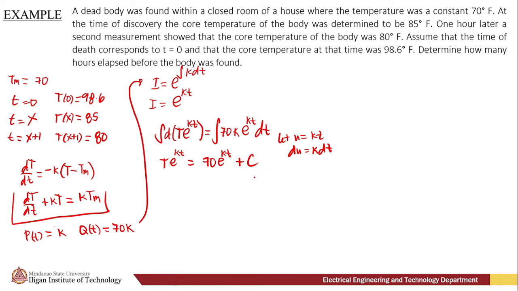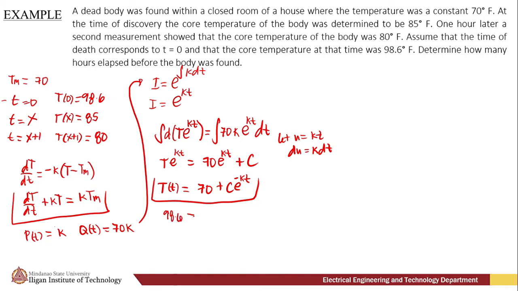Dividing the whole equation by e raised to kt, we have the temperature at any specific time equals 70 plus c e raised to negative kt. So this is the solution for our differential equation. Now we have to find the value of our arbitrary constant c. We're going to apply the first initial condition, which is at t equals 0.